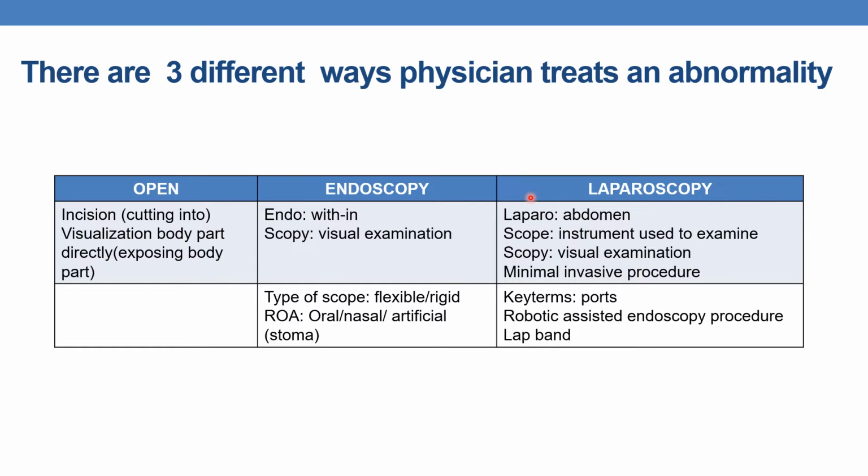Next, coming to laparoscopy. Laparo means abdomen. Scope is the instrument used to examine, and scopy is visual examination. Laparoscopic procedures are minimally invasive procedures. Here, two small ports or two small incisions are made through the abdomen and the particular organ is visualized. The key terms that we must look for when coding laparoscopy are ports, whether it is a robotic assisted endoscopic procedure, or lap band, etc.